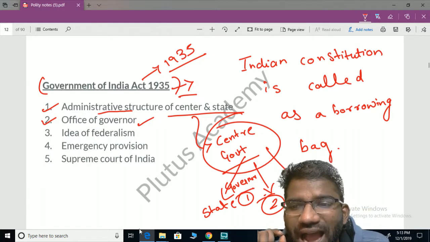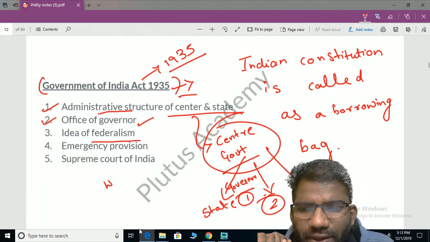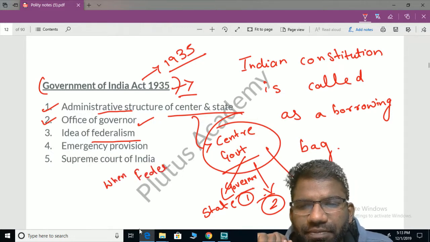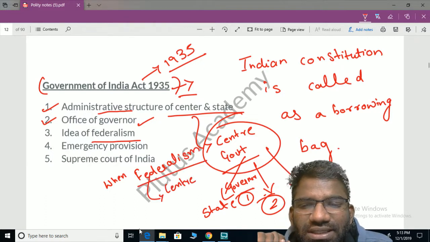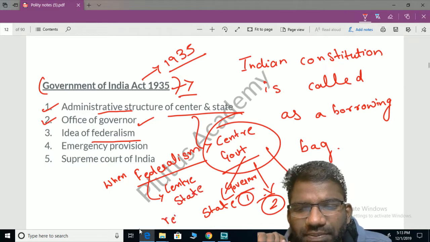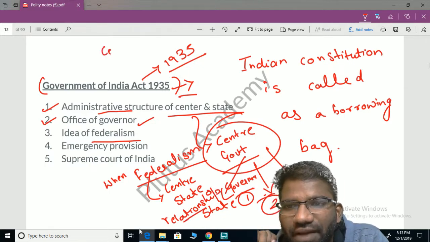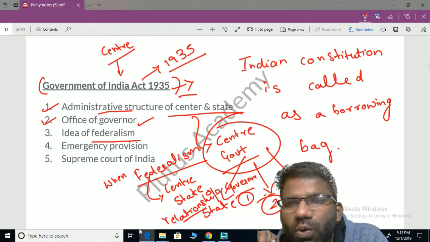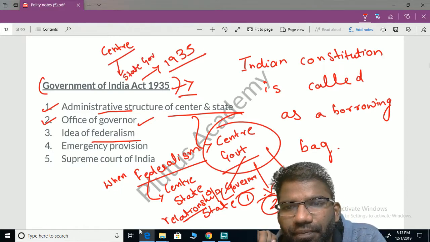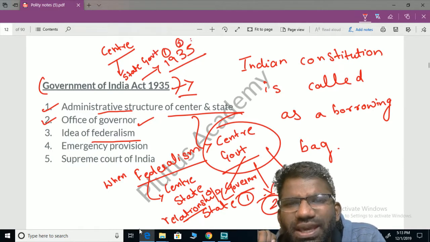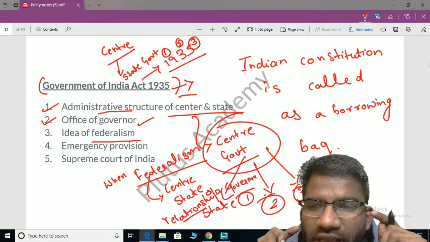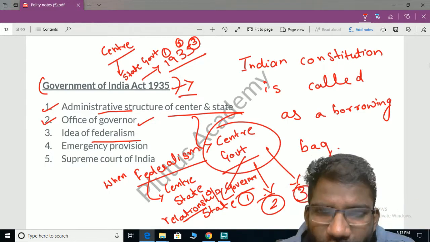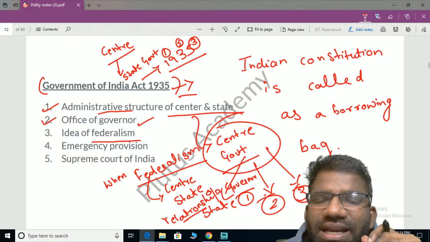Now the third provision, the idea of federalism. When we hear the word federalism or federation, it just means center-state relationship. What is the center-state relationship? We have a center and we have various state governments, state government 1, state government 2. Each state and the center maintain a relation and work in a cohesive manner. This is called center-state relationship or federalism. The idea of federalism is taken from the Government of India Act 1935.